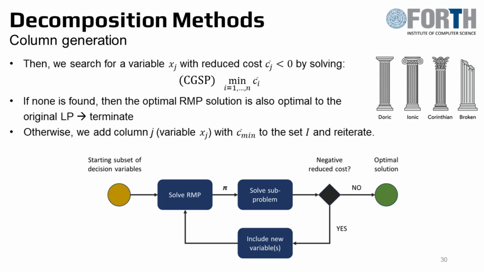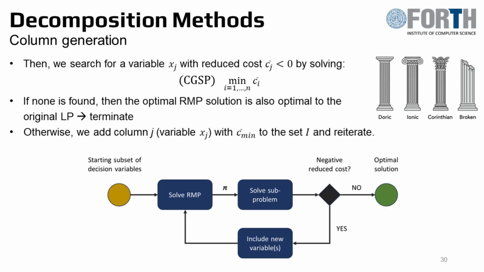After solving the restricted master problem, we use the dual information to decide whether the current solution is optimal for the full problem. We search for a variable x_j with negative reduced cost. This is done by solving the column generating subproblem. Formally, the subproblem identifies the minimum reduced cost over all possible columns. If no column with negative reduced cost exists, then the optimal solution of the restricted master problem is also optimal for the original linear program, and the algorithm terminates.